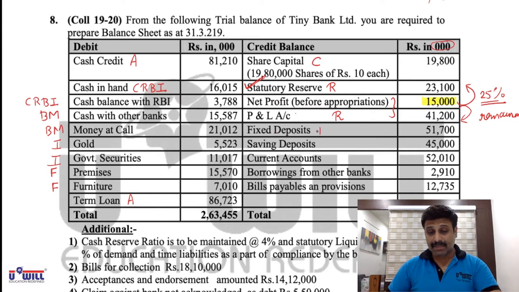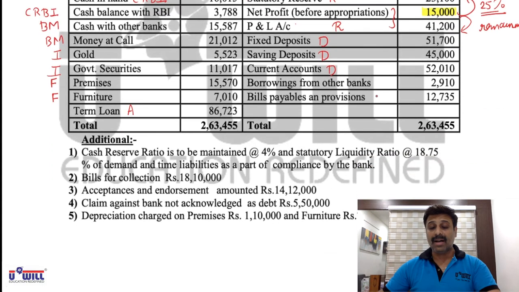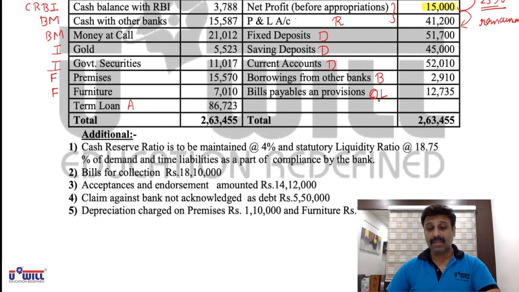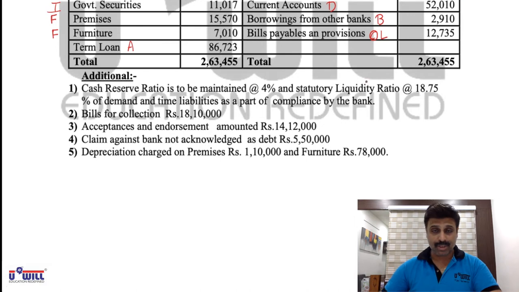Fixed deposits, deposits, D. Savings deposits, deposits, D. Current accounts, deposits, D. Borrowing from other banks, borrowings, B. Bills payable and provisions will come in OL, other liabilities and provisions.